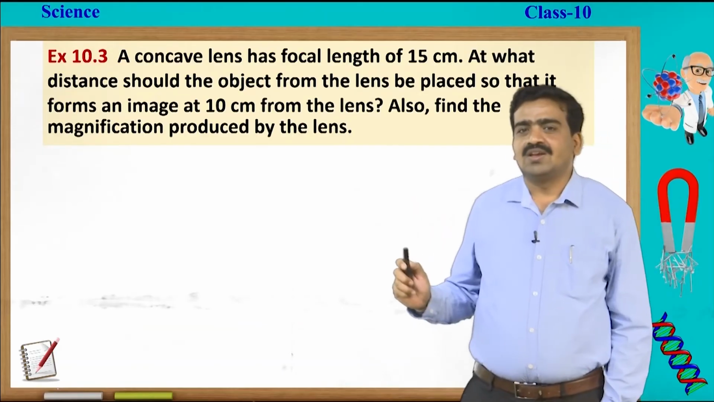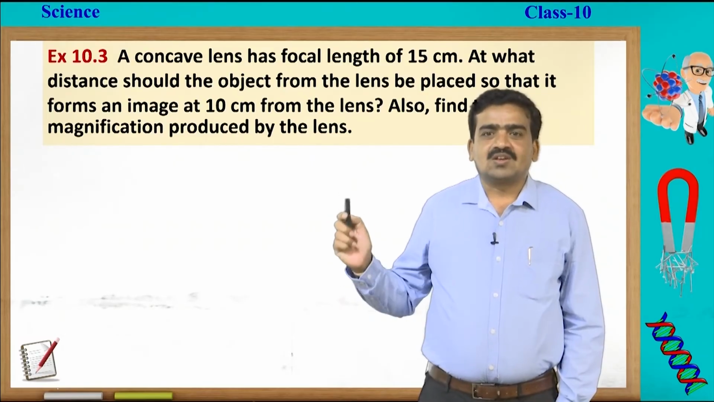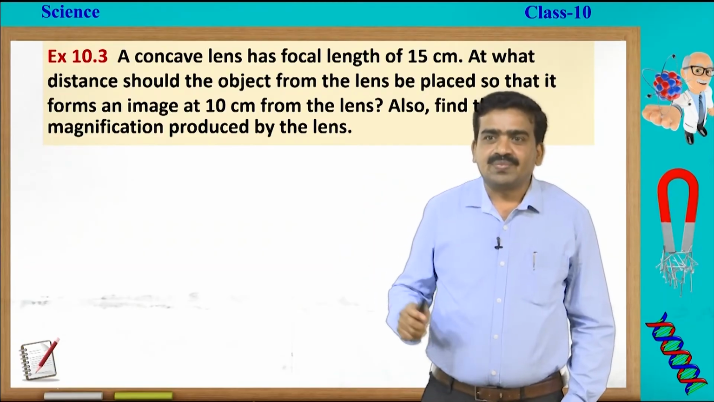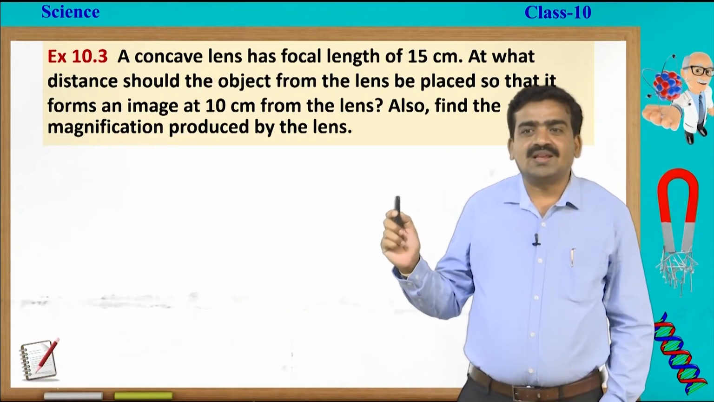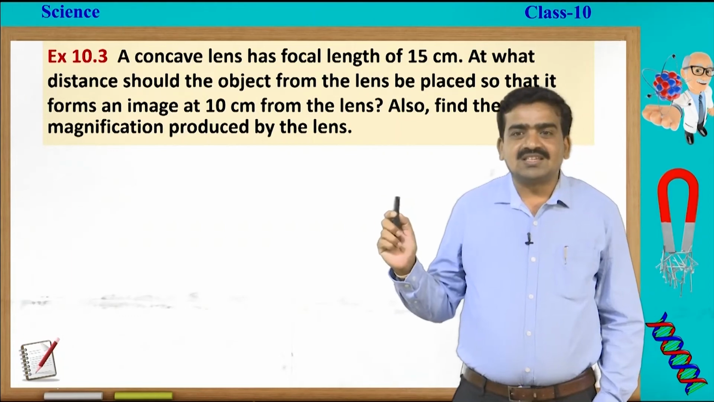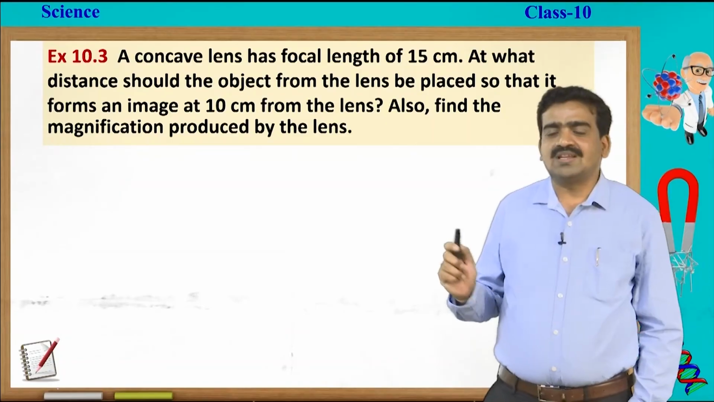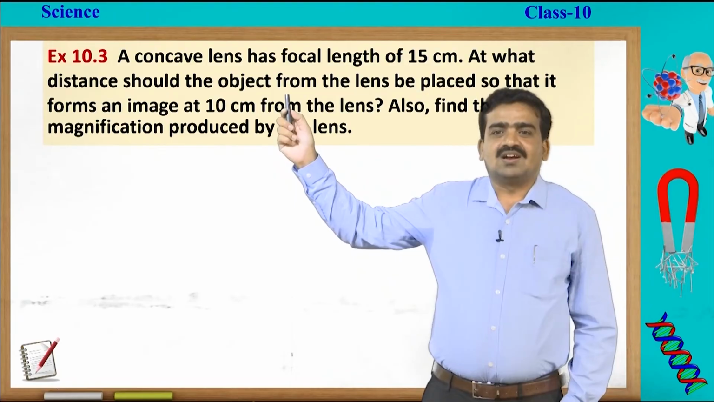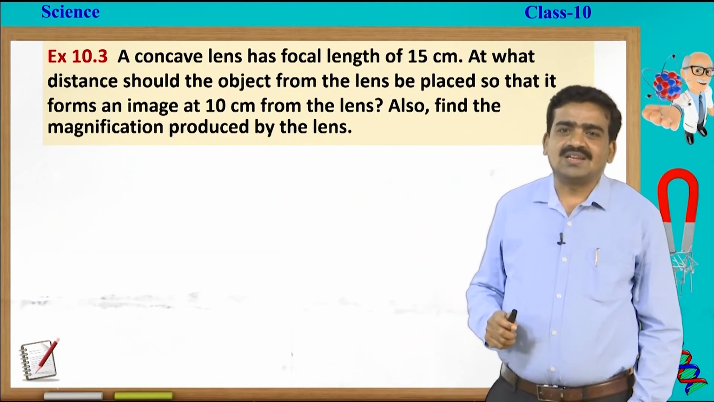Now, let us solve a problem based on concave lens. Here I have taken example 10.3. The question is like this: a concave lens has focal length 15 centimeter. At what distance should the object be placed from the lens so that it forms an image at 10 centimeter from the lens? Also find the magnification produced by the lens. So, here we have to calculate two things: the object distance as well as the magnification produced by the lens.